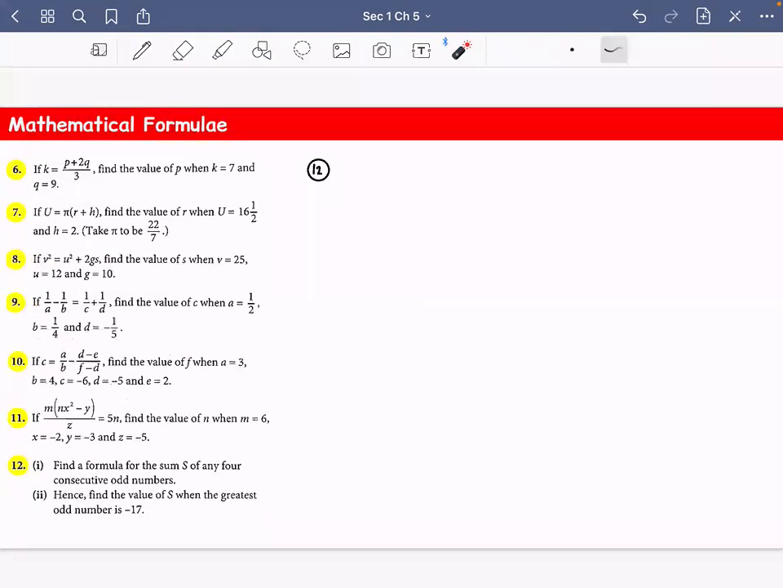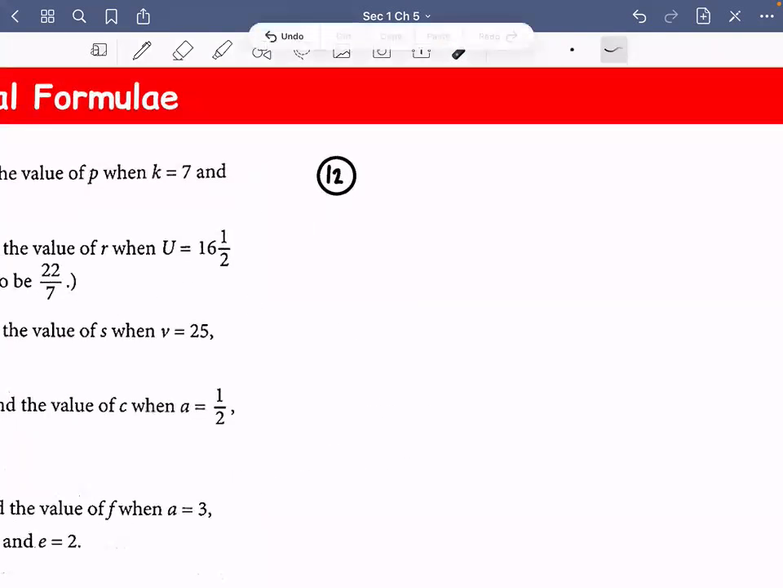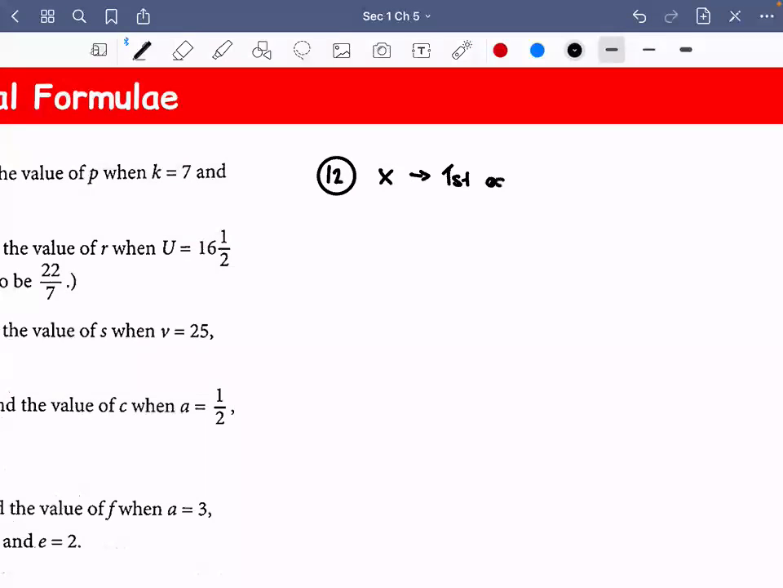So S, okay, we can use any letter. You can use X or N, it's up to you. So X is my first odd number, followed by X plus 2, X plus 4, and then X plus 6. So this is my first, my second, my third, and my fourth.